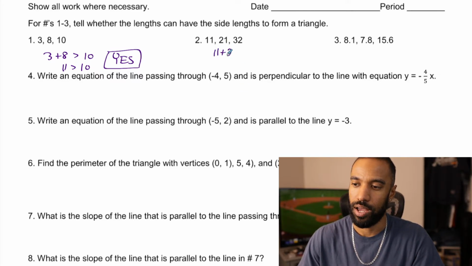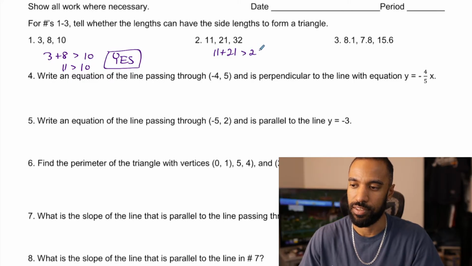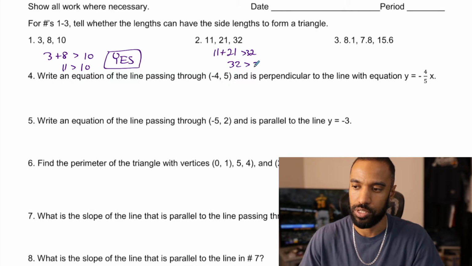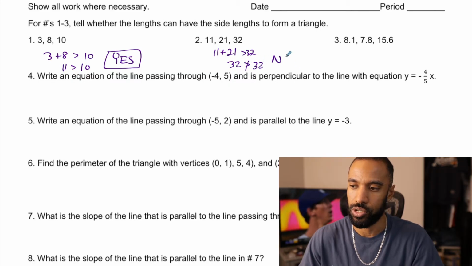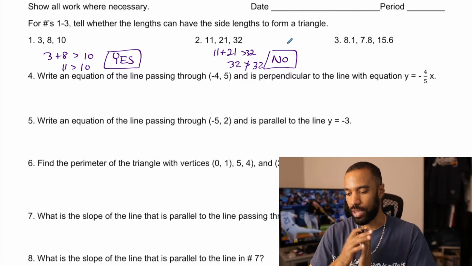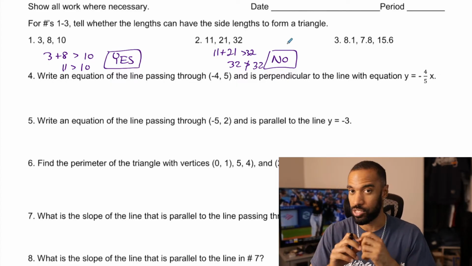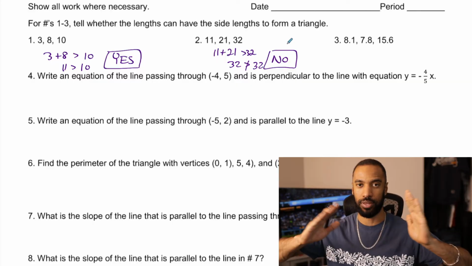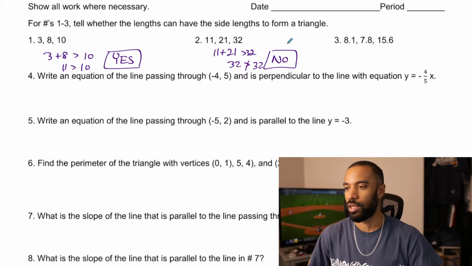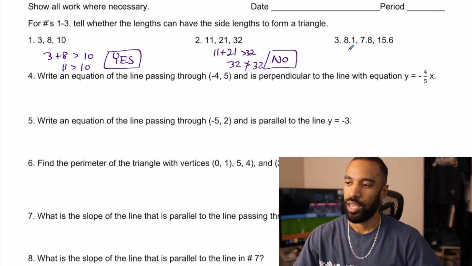11 plus 21, the two shorter sides there, we have to test and see if that's greater than 32. Well, 11 plus 21 is 32. 32 is not greater than 32. No, they can't connect up to actually make the triangle. If they do connect up, they're the same length as the third side. Therefore, they can't bow up to make the triangle. They just make another line right next to it, another segment, so it's not enough.